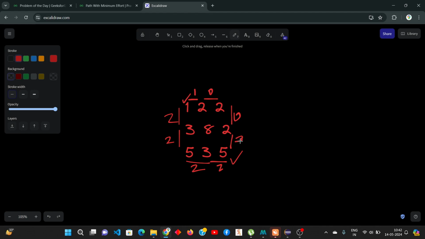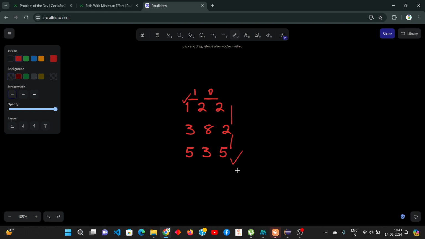And then we have to consider all the values for each path, and we can get the maximum values. Like if we consider this path, the maximum value is 3, and if we consider this path, the maximum value is 2. Then we have to return the minimum of them. So that is the problem that we have to solve.